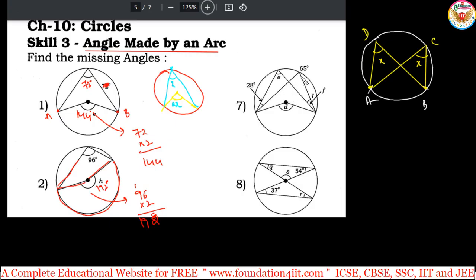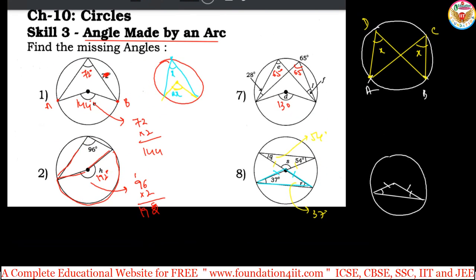Now this is given 65 degrees. The angle at the center is twice 65. No, this is double of the 65. So it's 130. Now angles in the same segment are equal. So this is also 65 degrees. Okay, those properties you can then apply. So you can apply these properties to find values. And one more thing is here.